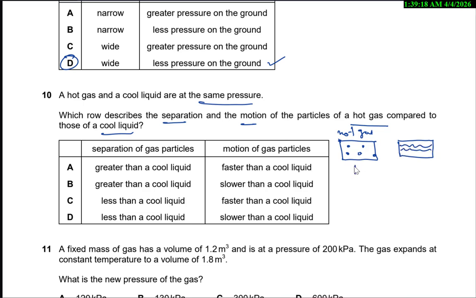So as you know, by increasing the temperature, the kinetic energy of the molecules will increase, and due to that their motion will increase, and if they vibrate at a faster rate, their separation would be more, greater than a cool liquid. Separation of gas particles greater than cool liquid, yes, this is correct. Motion of gas particles faster than cool liquid. Yes, because in cold water the particles will have less kinetic energy, so option A is the correct answer.